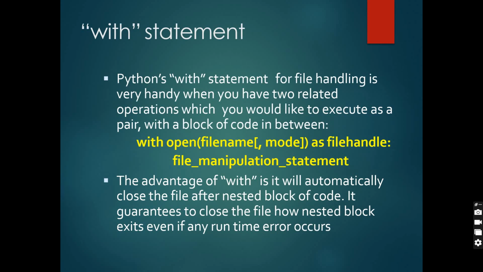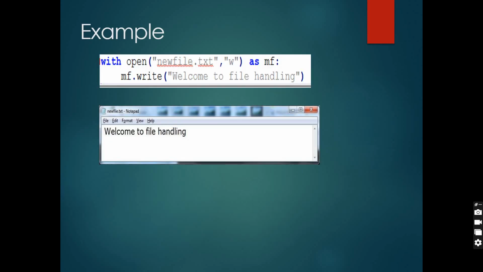Okay, so the with statement. Another thing is we make use of the with statement with the open file mode, whatever mode you want to specify as a file handle, and file manipulation statements. The advantage is that it automatically closes the file after the nested block of code, so there is no need to close the file. It guarantees the file is closed however the nested block exits, even if a runtime error occurs. So this is the use of the with statement.